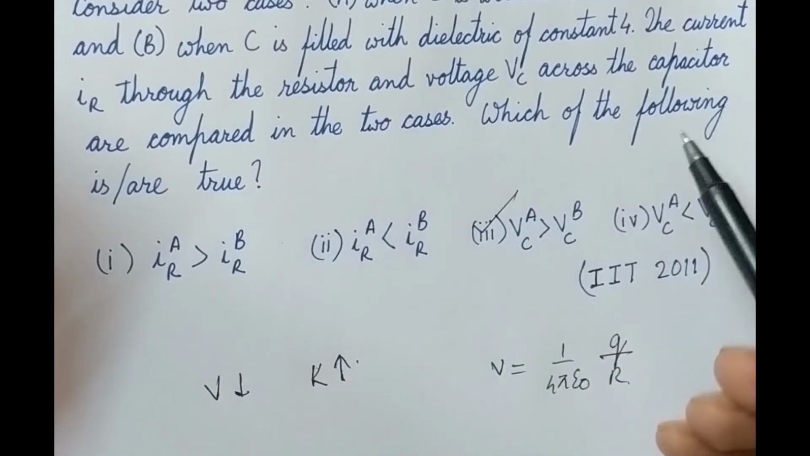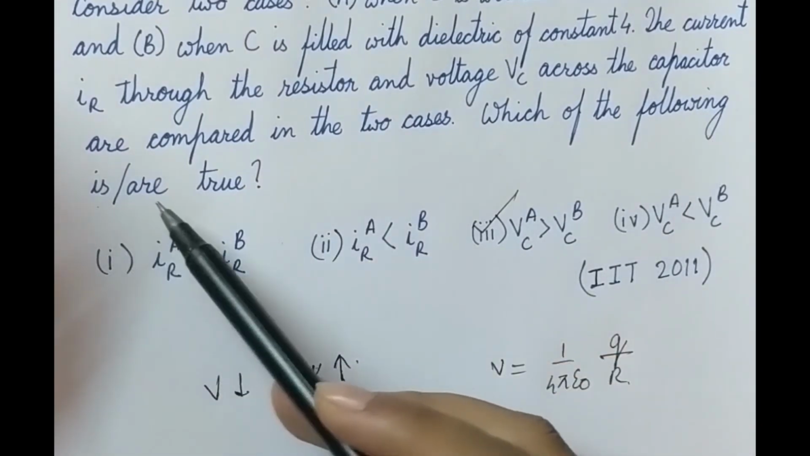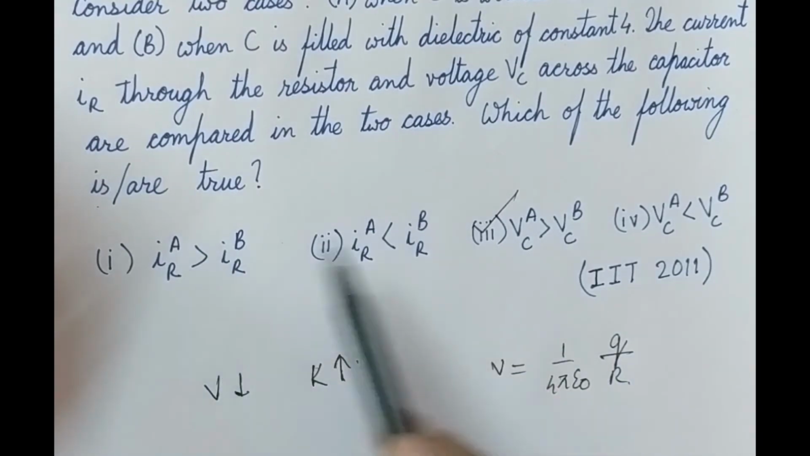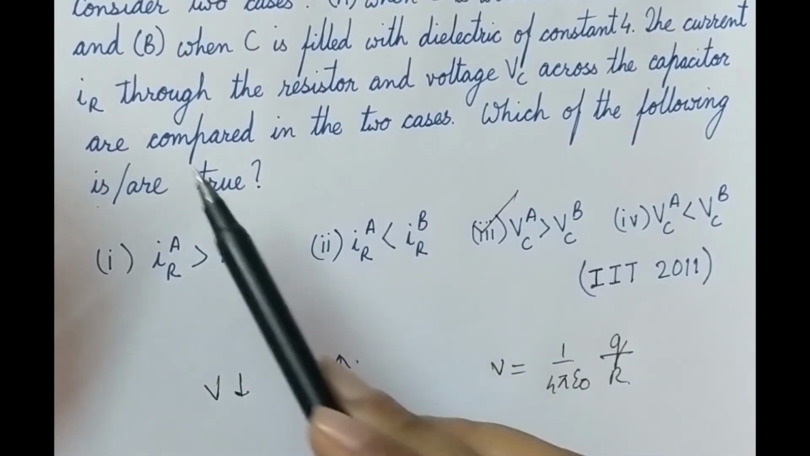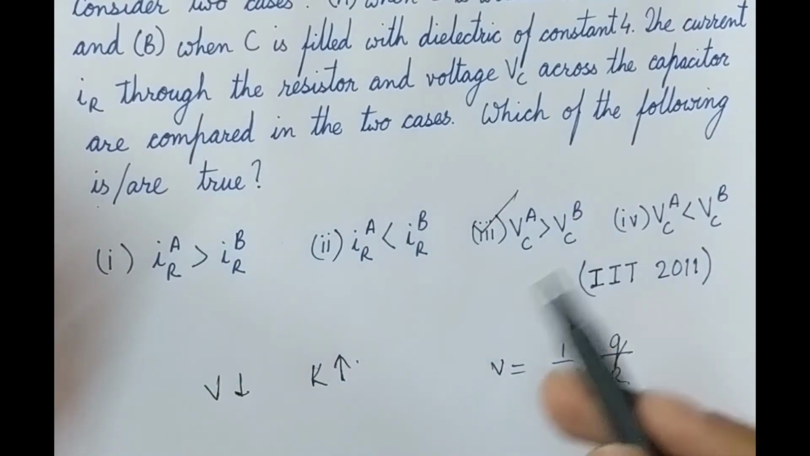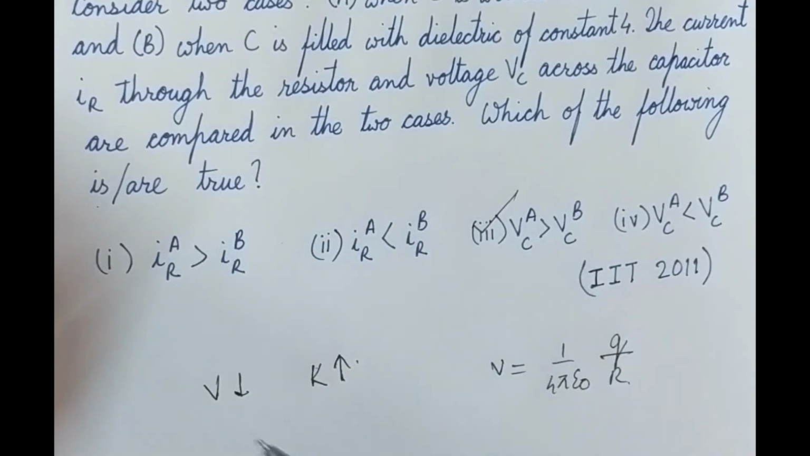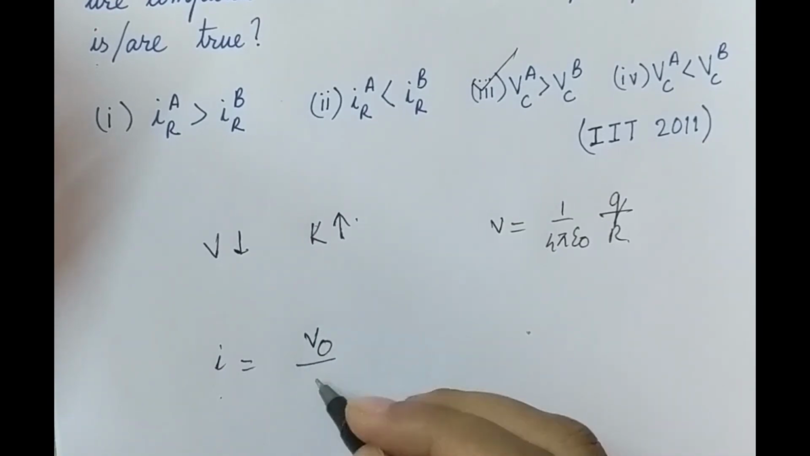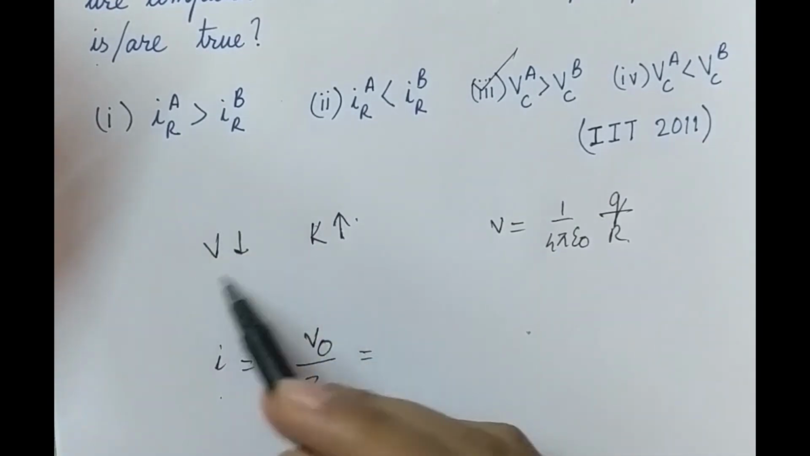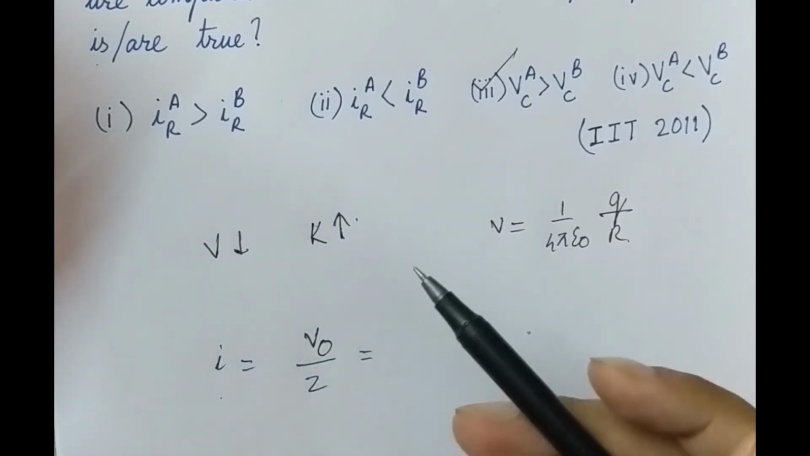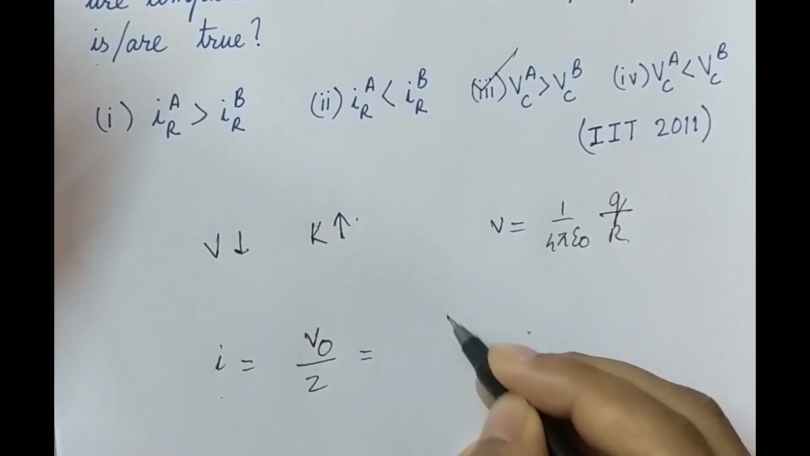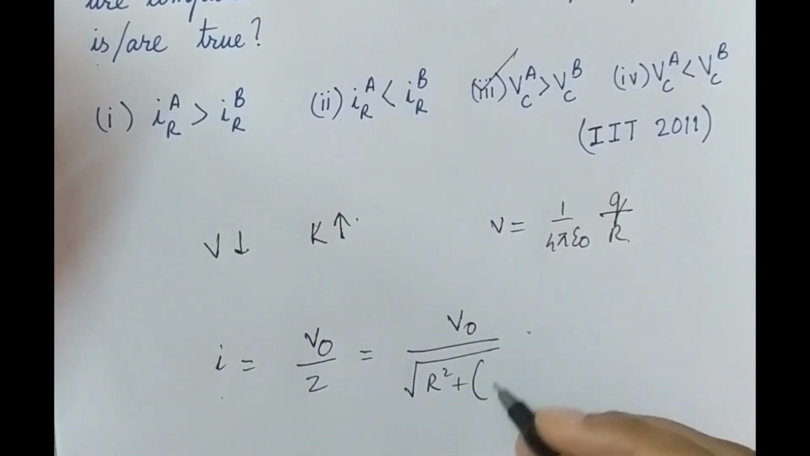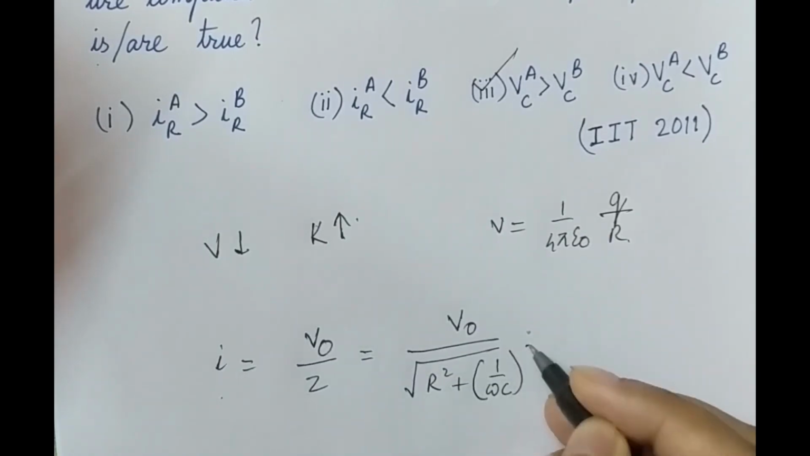But this is a multiple option correct question because they have asked whether it is or are true. So there may be more than one option correct. So we'll check the other options. The other options ask for the current across the resistor. Once again, following from the previous sum, the current across the resistor is just V0 divided by Z. V0 here is not capacitive voltage. V0 is the source voltage, which remains constant. So V0 divided by root over of R square plus 1 by omega C whole square.